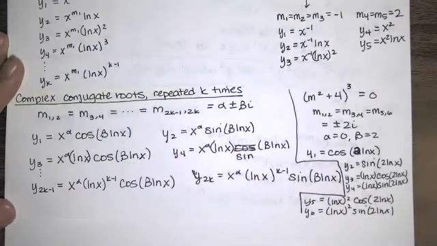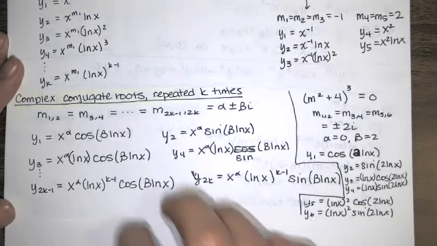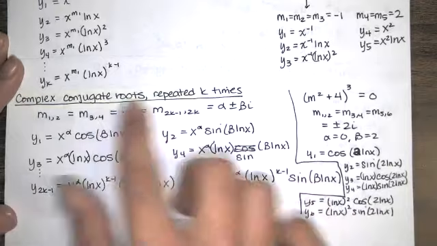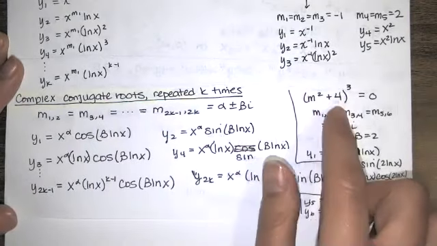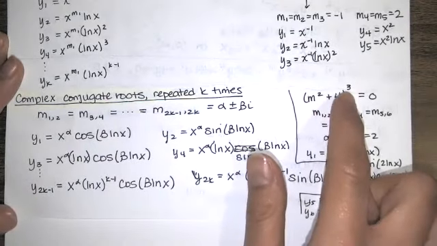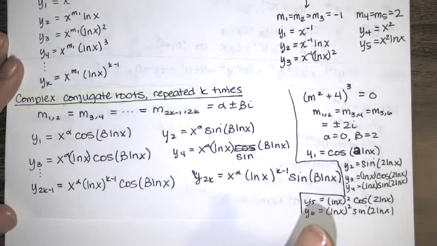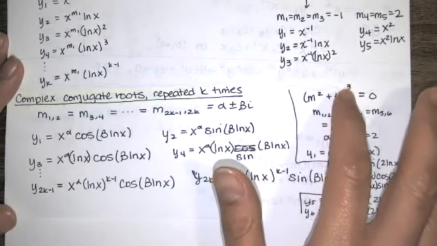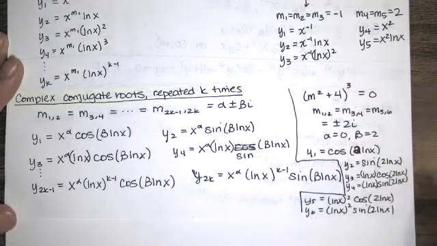To get the second pair, you multiply by natural log of x again. To get the third pair, you multiply by natural log of x again. And you do that as many times as necessary until you have k pairs, if that quadratic expression that has the complex roots is repeated k times. So if I have this repeated 3 times, I have 3 pairs or 6 linearly independent solutions.